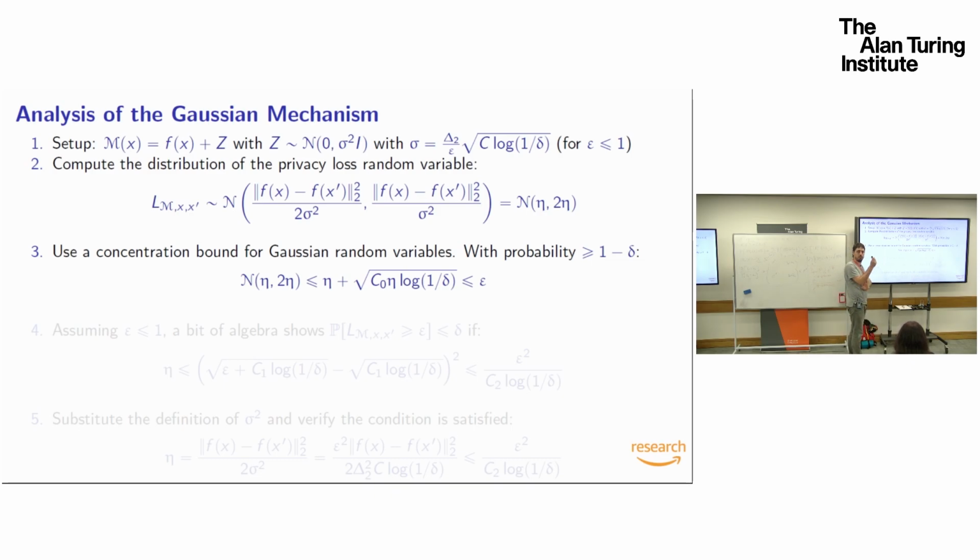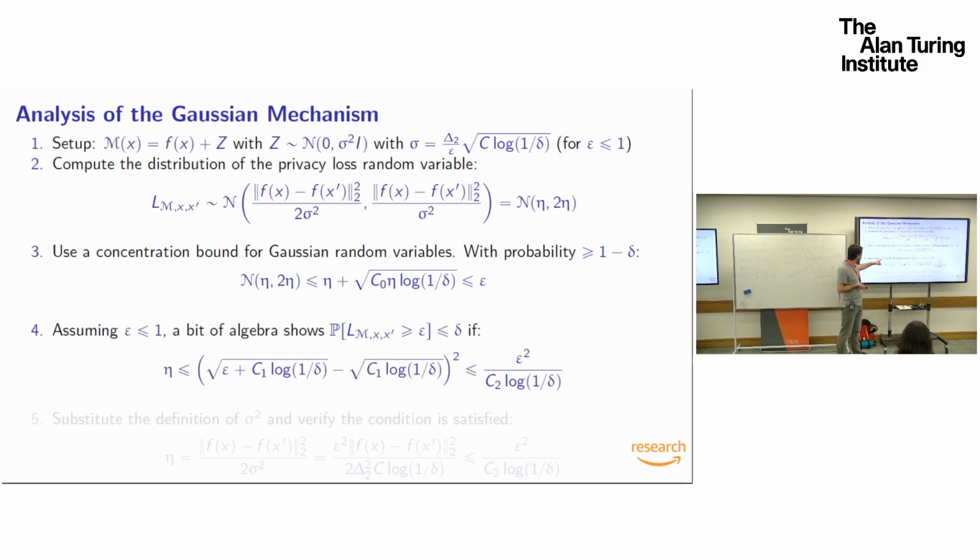So you go to your book on probability, you pick up one of these concentration bounds, and for example, you find out that with probability at least 1 minus delta, this Gaussian is going to be at most eta plus square root eta, and some constant and some log of 1 over delta. So what I have to show is that this is less than epsilon. If I pick eta such that this is less than epsilon, I'm under the assumption of that sufficient condition, and I've proved epsilon-delta differential privacy for the Gaussian mechanism.